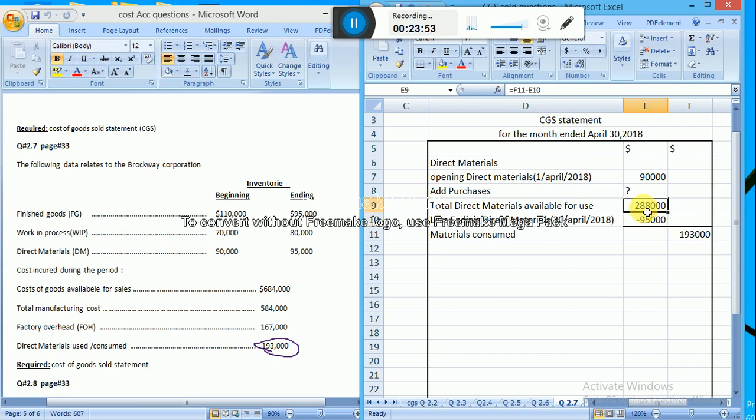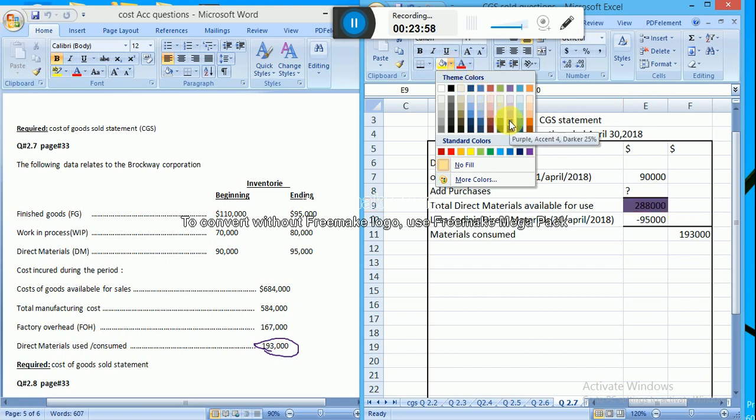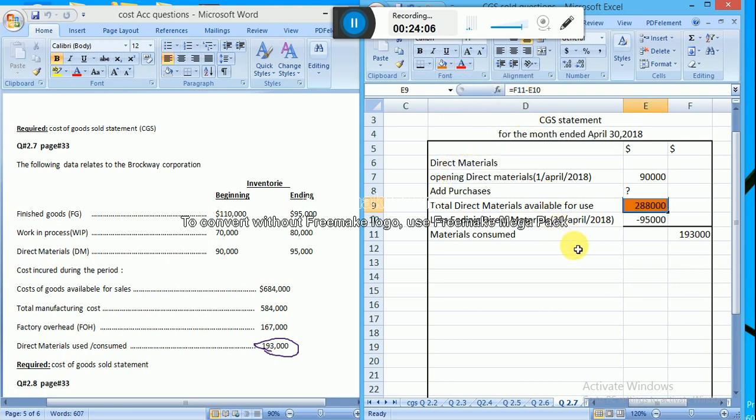So we find the missing item of 2,88,000. That is our missing item. I will denote it with this orange color. Now look, 2,88,000 minus 95,000 is again 1,93,000. It means we have also cross-checked our missing item.